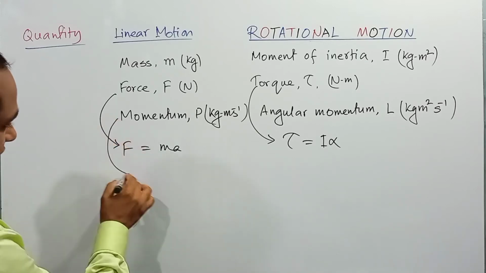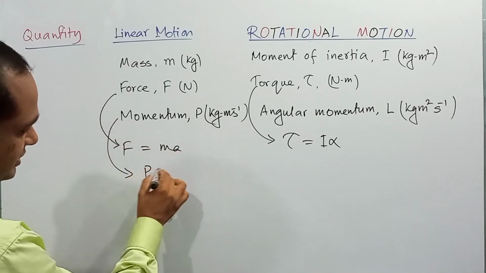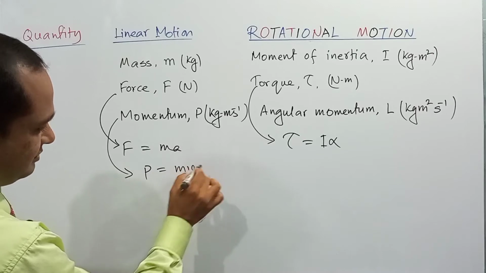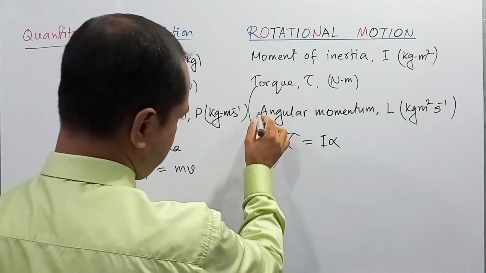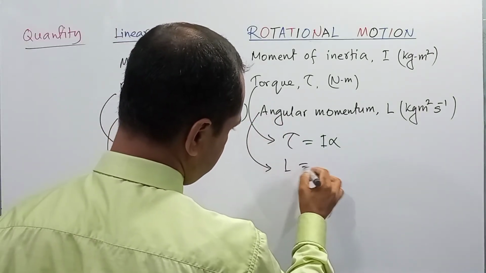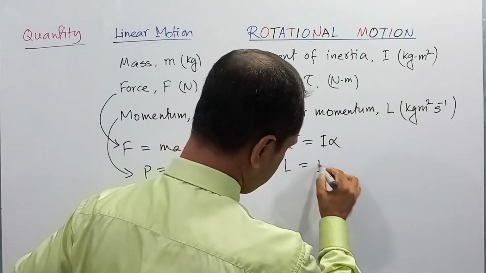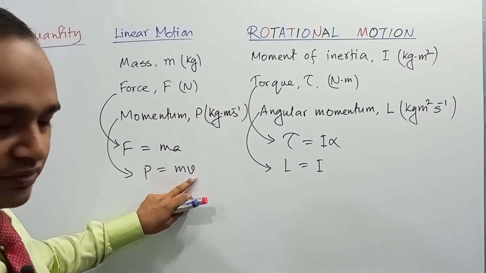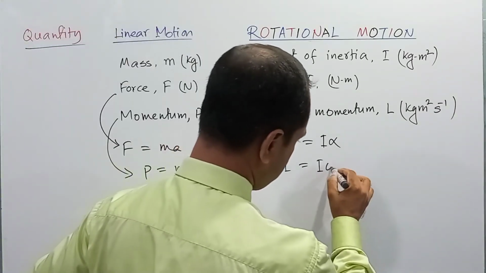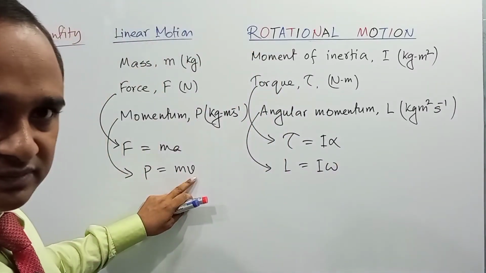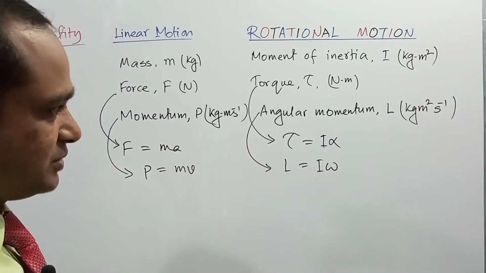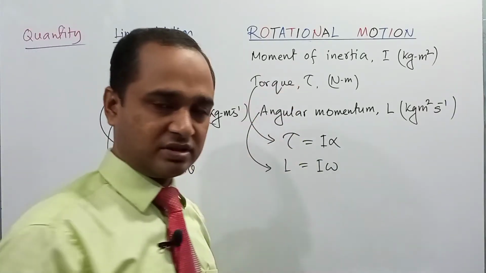Similarly, momentum P is equal to the product of mass and velocity. So in case of angular momentum, L is equal to I times omega, where the analogous quantity of m is I, and the analogous quantity of linear velocity is angular velocity omega. So these are the expressions that will be used in rotational motion.